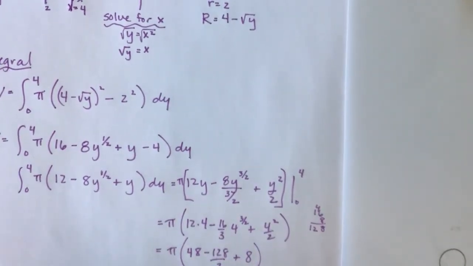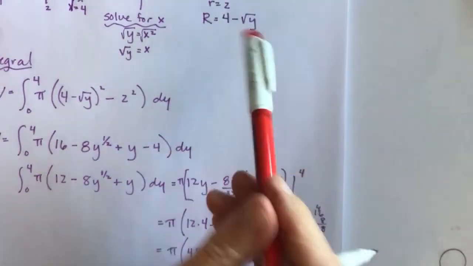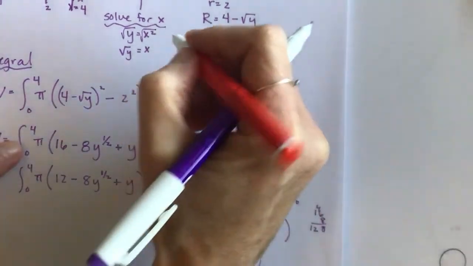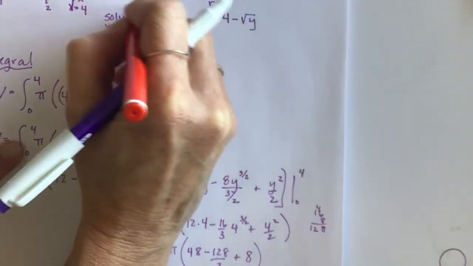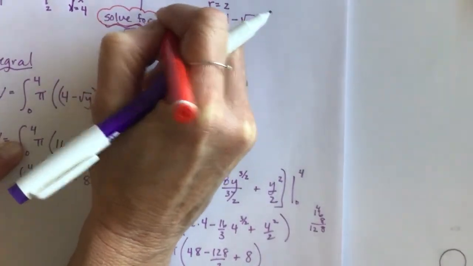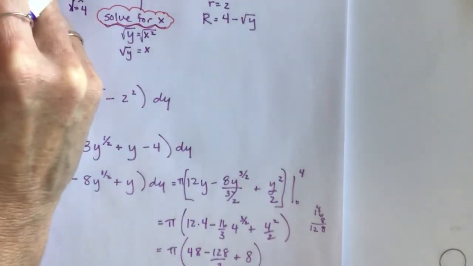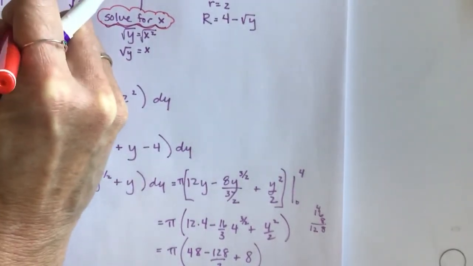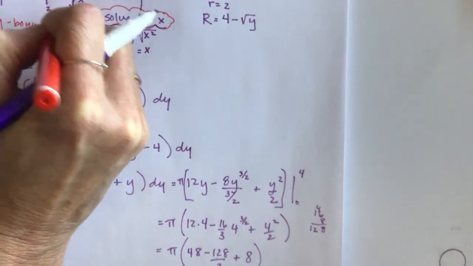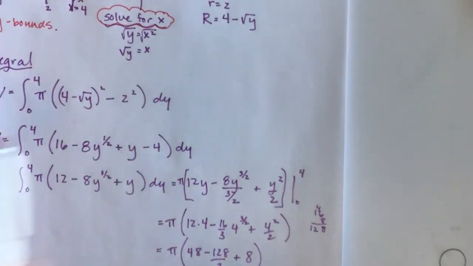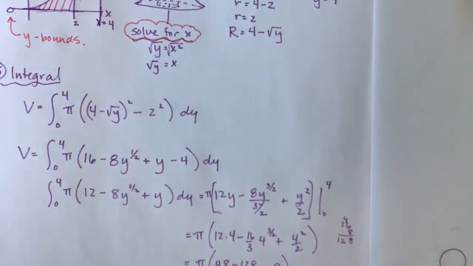And just remember, everything has to be in terms of y. So solve for x. This is important. And your bounds are y bounds. Most important. Okay. Y bounds. Solve for x. You guys can see that. Okay. And good luck.